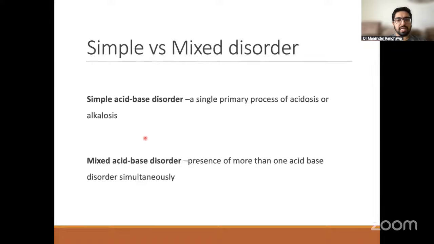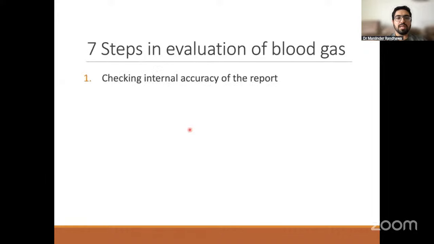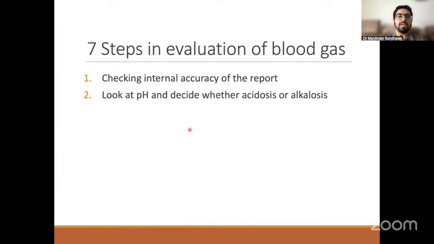So again, as we discussed, a simple disorder is a single primary process, and mixed disorders are when more than two processes are coming into place. So let's go with the steps one by one. So the first step is usually checking the internal accuracy of the report. If your ABG machine is calibrated regularly and you have a technician that is taking care of the machine, this step is usually not required, as a well-calibrated machine will usually be accurate. Then the first step is look at the pH and decide whether the patient has acidosis or alkalosis.